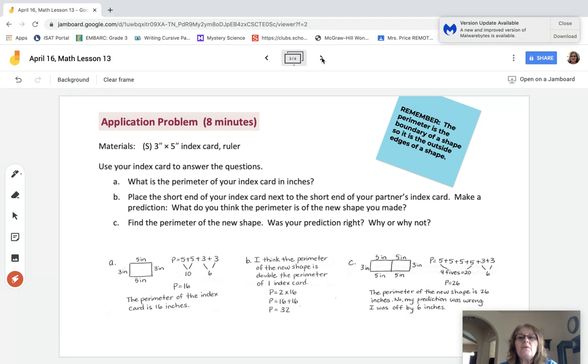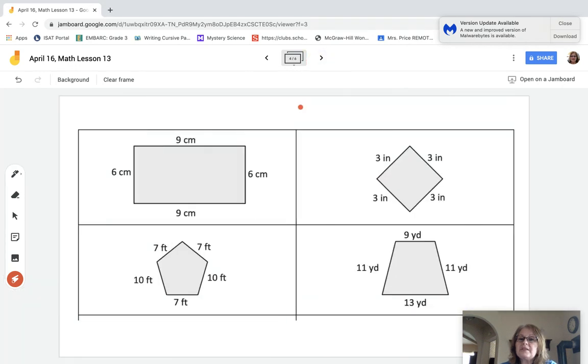So today, what we're doing for today's lesson is we're just going to be finding perimeter of shapes. We're just going to go ahead and find the perimeter of these shapes, and when you write this, you can do 6 plus 6 plus 9 plus 9. You can do 2 times 6 plus 2 times 9. So let's do that one.